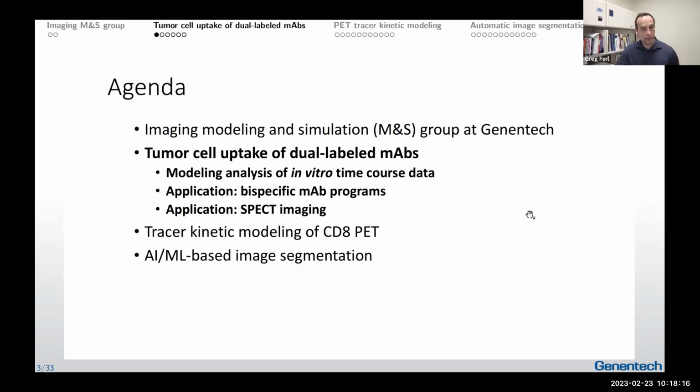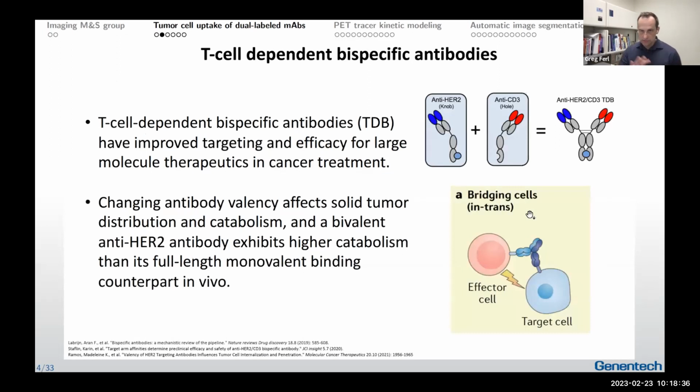So the first example will be focused on modeling of tumor cell uptake of dual-labeled antibodies. So this is a modeling analysis of in vitro time course data, and the applications are to our bispecific antibody programs and also to SPECT imaging. And so first, just a quick slide about bispecific antibodies. This is a major area of interest at Roche and Genentech.